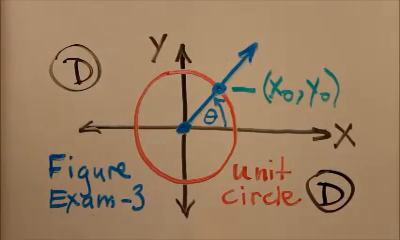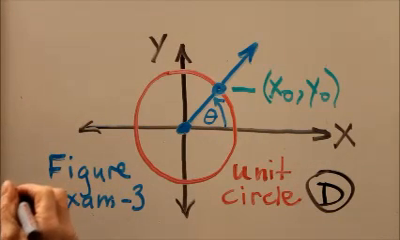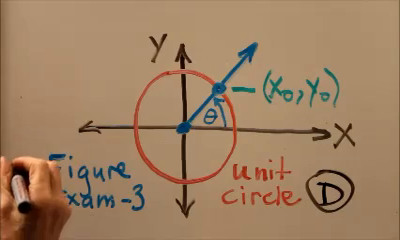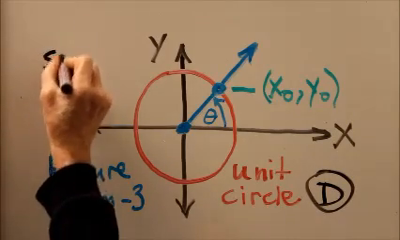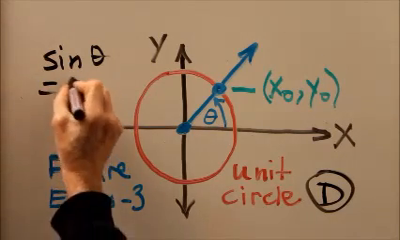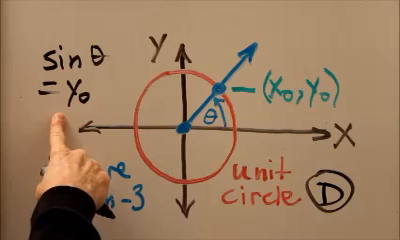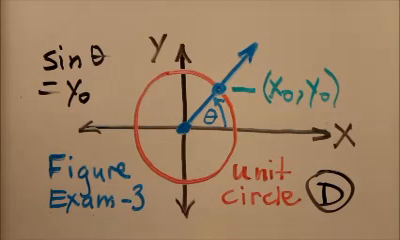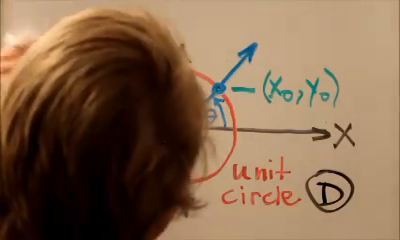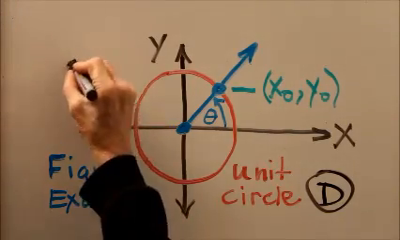Let's just look at E, the arc sine of y sub 0. Well, if we take the sine of theta, we get y sub 0. In other words, y sub 0 represents the sine of theta. So the arc sine of y sub 0 equals theta. That is a true statement. E is a true statement. So again, it's not the answer we want to this question. We want the one that's not true.